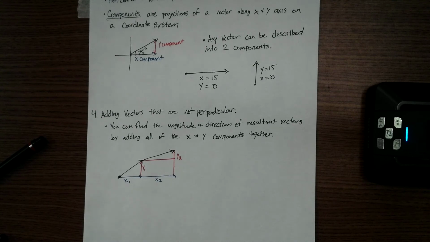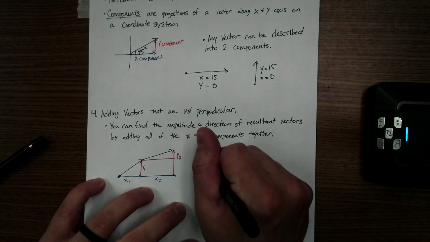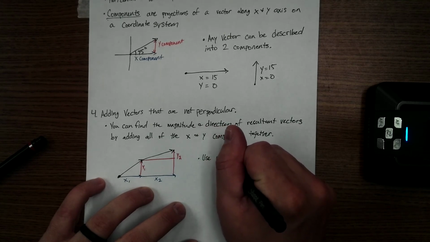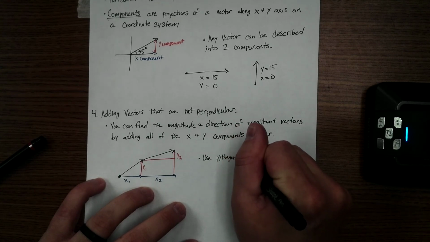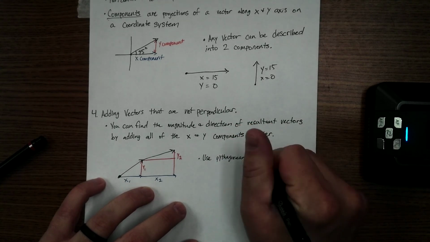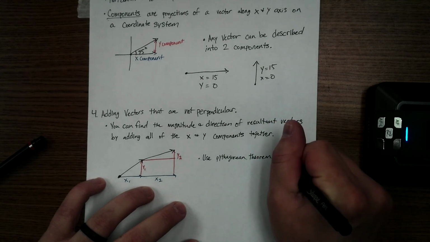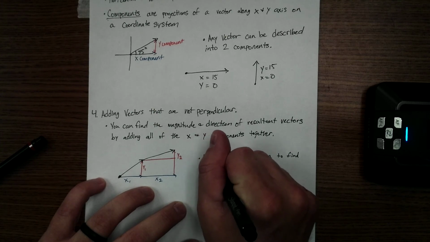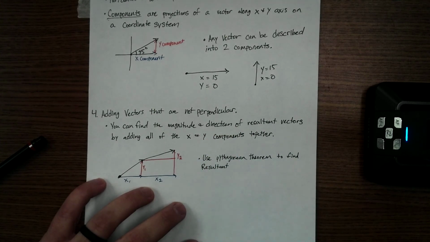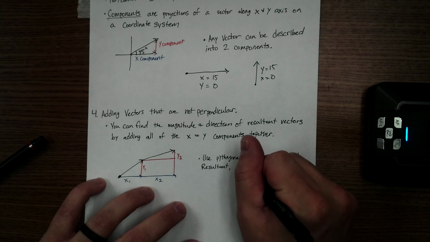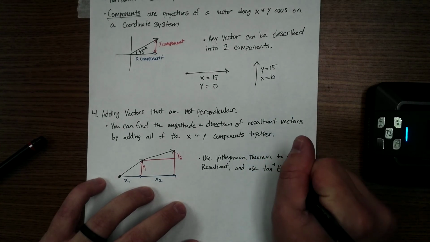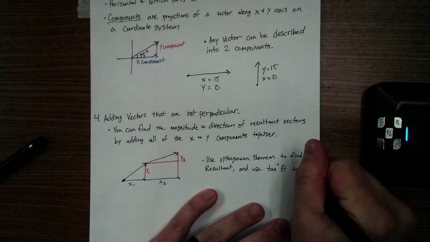All right? From there, once we've figured out our components, we can use the Pythagorean theorem to find the resultant, and we can use the tangent of theta to find the direction.